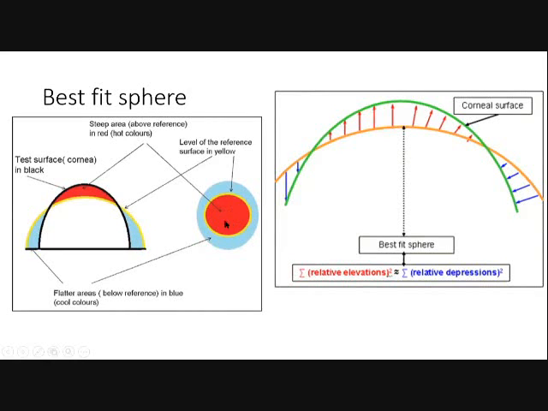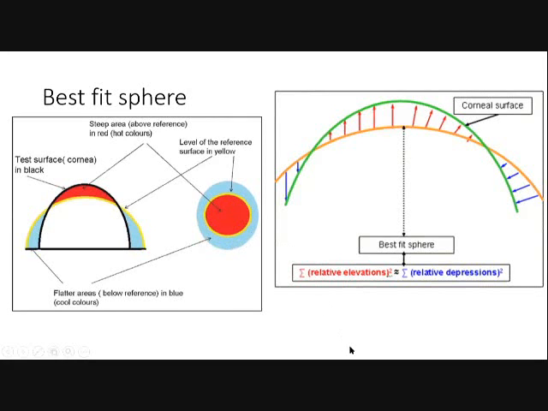So the red will be a warm color and the blue will be a cold color, and you will come to know instantaneously that, okay, in this cornea the center is too much elevated and the periphery is too much depressed.